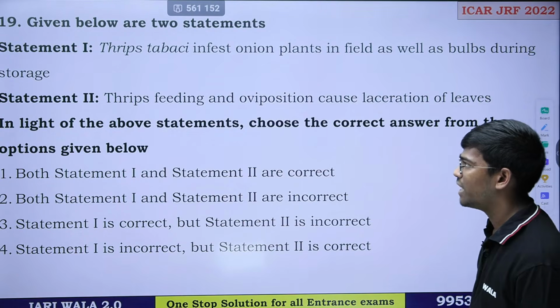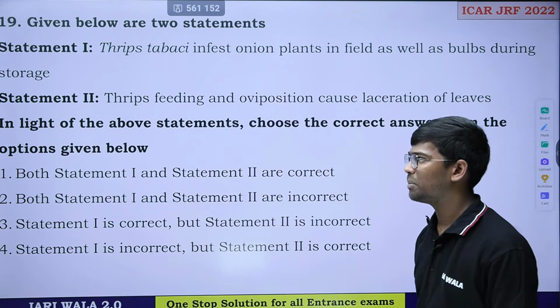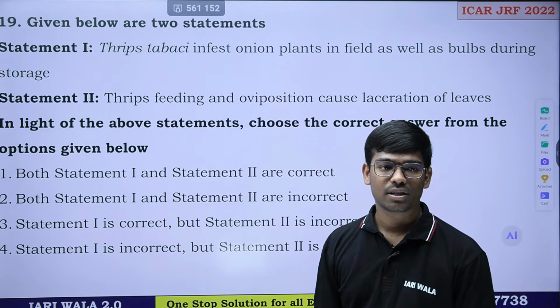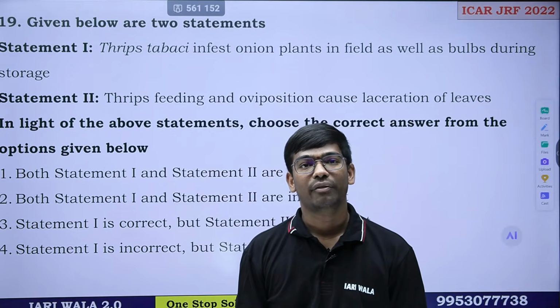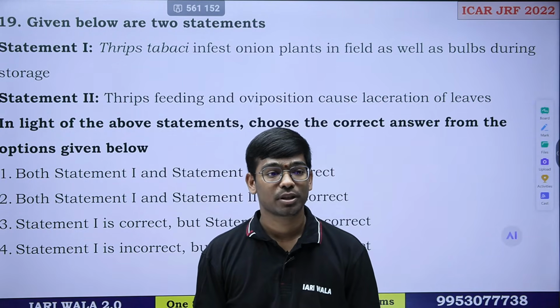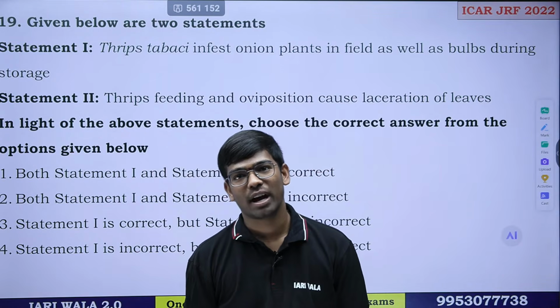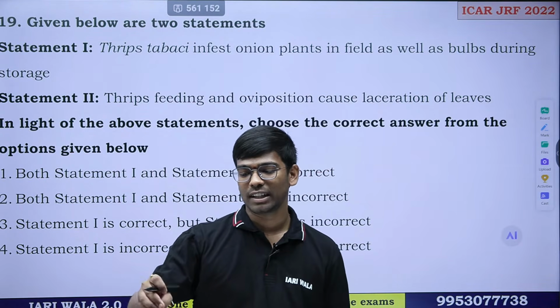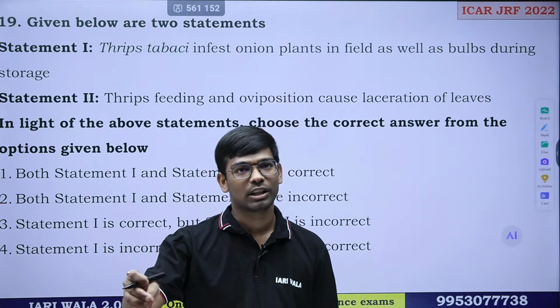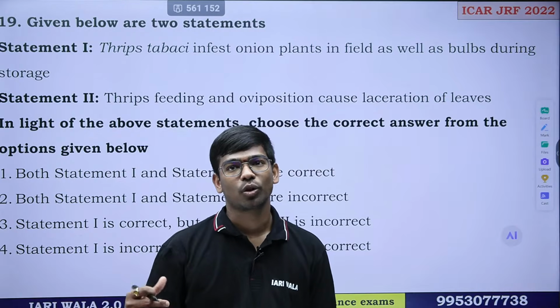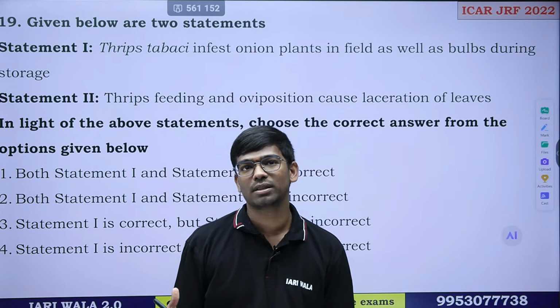And the next one is the 19th question. Given below are two statements, again statement-wise questions. Statement 1: Thrips tabaci infest onion plants in the field as well as the bulbs during storage conditions. For this, again you need to have the idea whether the pest attacks in the field or in storage conditions or both. If you know that, you will know the statements.